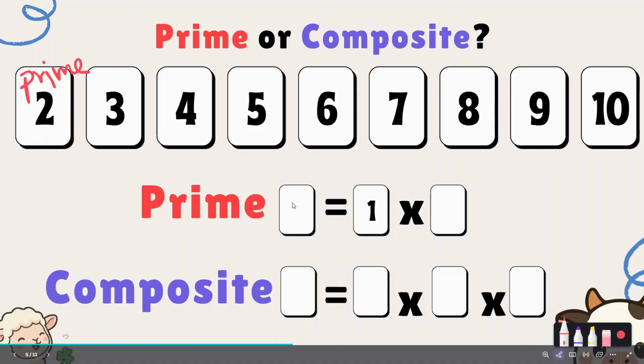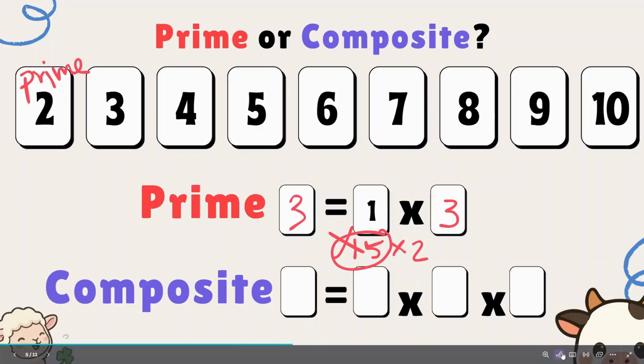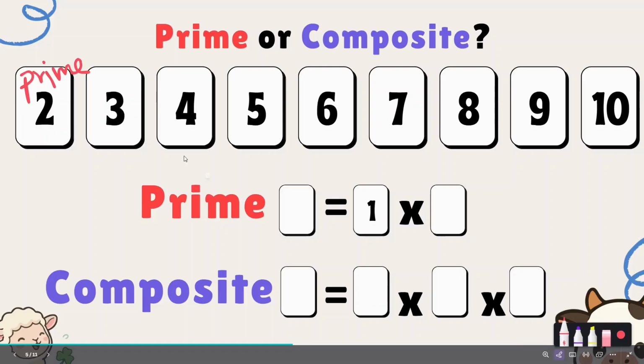Number 3. Is number 3 a prime number? 1 times 3. 2 times, no. 3, no. So is this a prime number? Some students will tell me, teacher, how about 1.5 times 2? It will give you 3 also. And I say yes, correct. But we can't use 1.5, because 1.5 is not a natural number. No such thing. Remember, there's no half of a sheep. So 3 is a prime number.